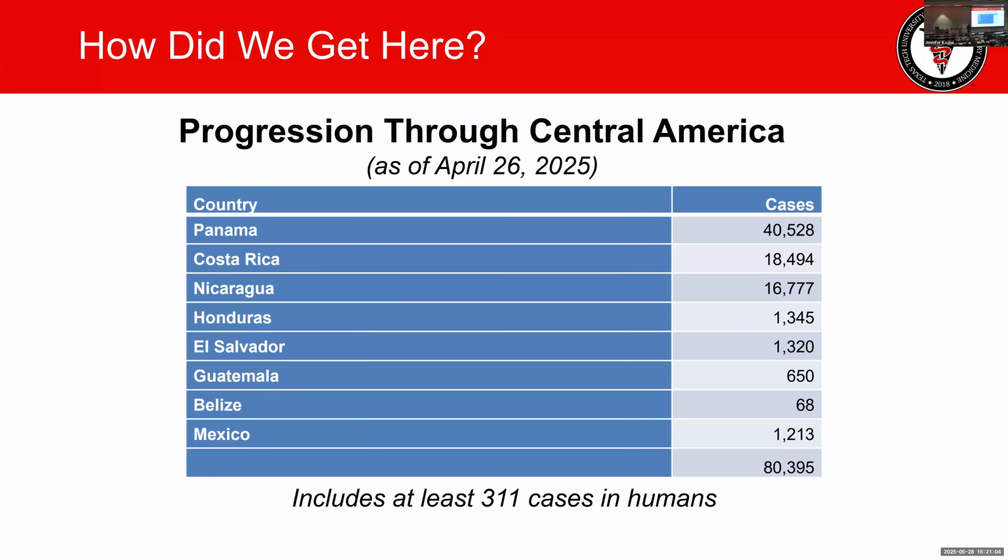So these are the actual case numbers, and I took the liberty of putting them all together from all of the countries. So these cases are everything, all of the species combined. Clearly, it's been the worst in Panama, but it's been going on there the longest. I would point you to the bottom, which includes at least 311 cases. These numbers are all since April 26th.